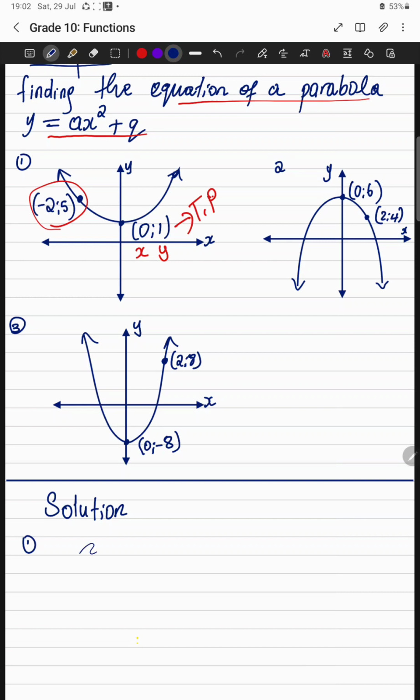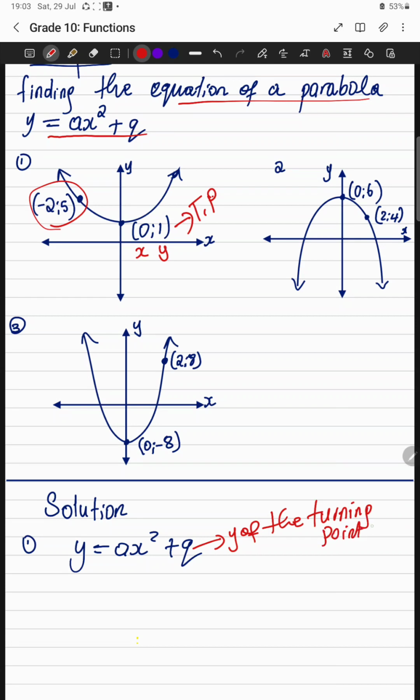Now by determining this equation, y is equal to ax squared plus q, it's very easy stuff, because firstly you need to write the coordinates of the turning point. Before that, I want to highlight this thing here first: q is the y value of the turning point. Okay, it is the y value of the turning point.